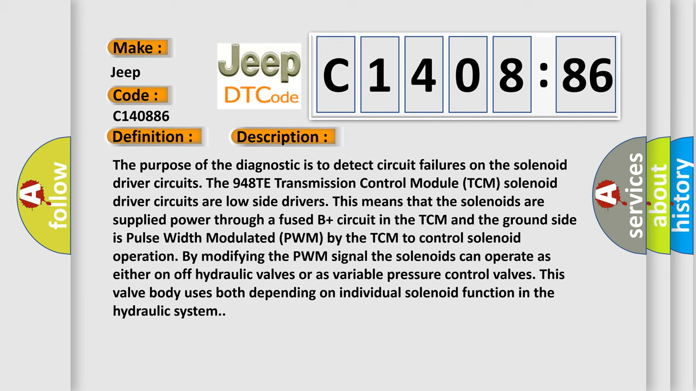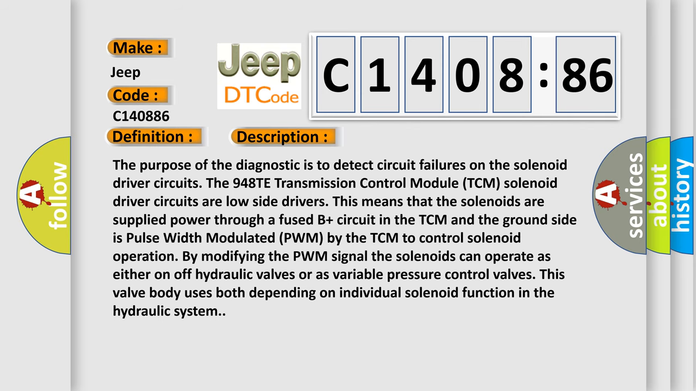The 948TE transmission control module, TCM, solenoid driver circuits are low side drivers. This means that the solenoids are supplied power through a fused B+ circuit in the TCM, and the ground side is pulse width modulated, PWM, by the TCM to control solenoid operation. By modifying the PWM signal, the solenoids can operate as either on-off hydraulic valves or as variable pressure control valves. This valve body uses both depending on individual solenoid function in the hydraulic system.